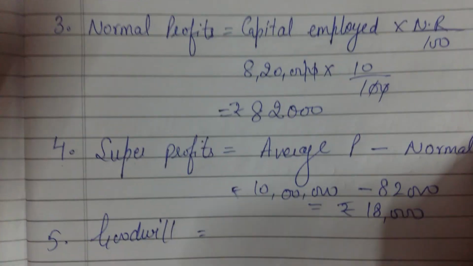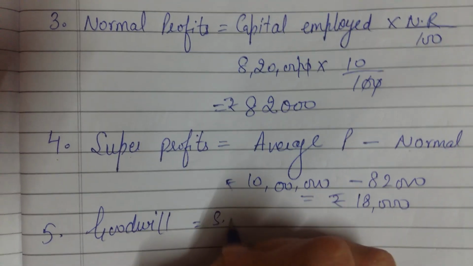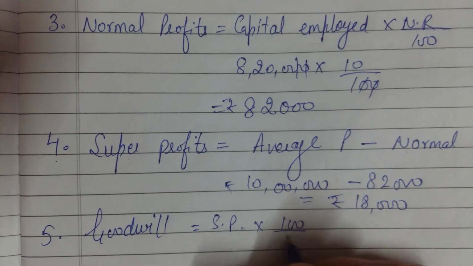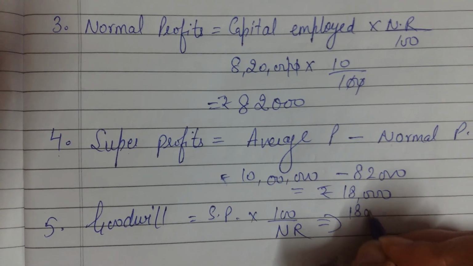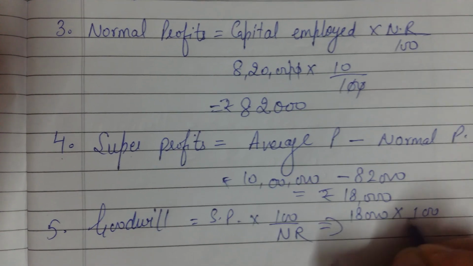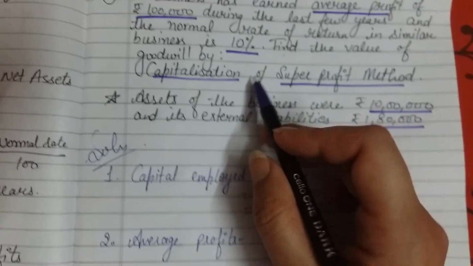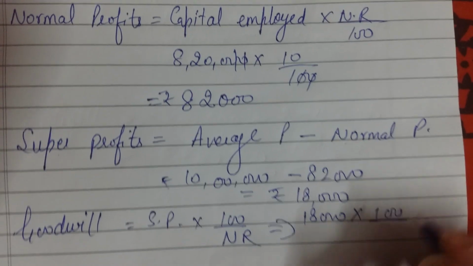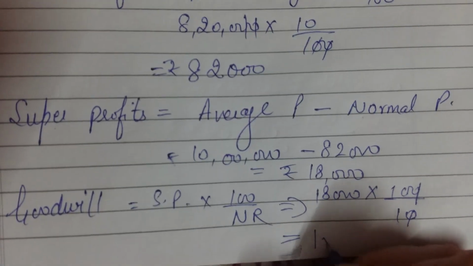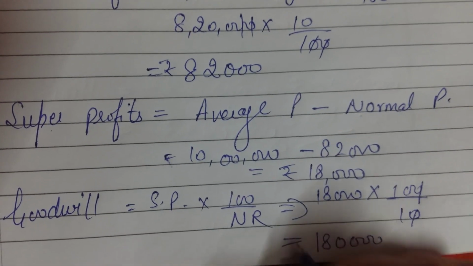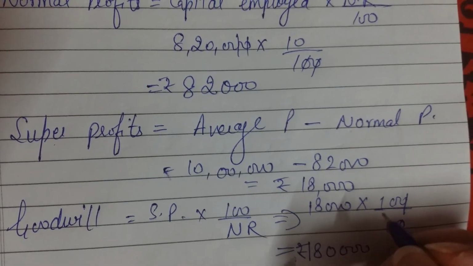And last step is goodwill. Goodwill is equal to super profits into 100 over normal rate. So super profits are 18,000 into 100 and our normal rate is 10%. So 100 over 10, the value of goodwill is 1 lakh 80,000 rupees.